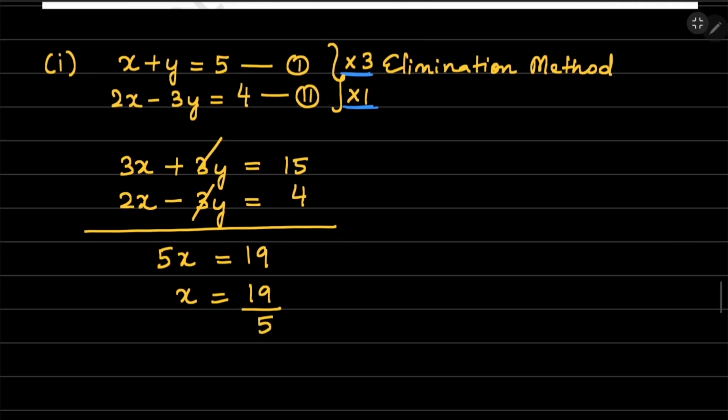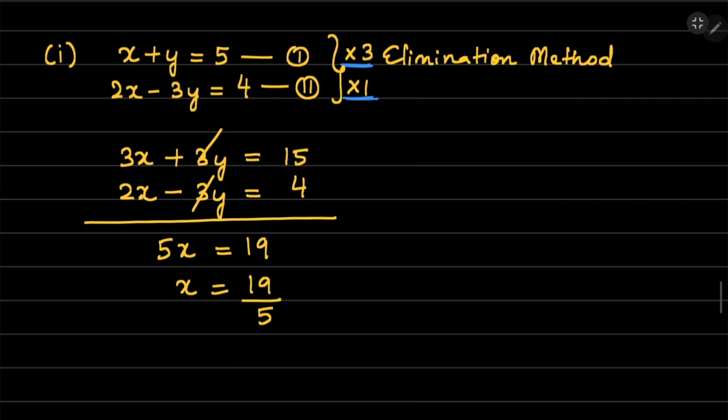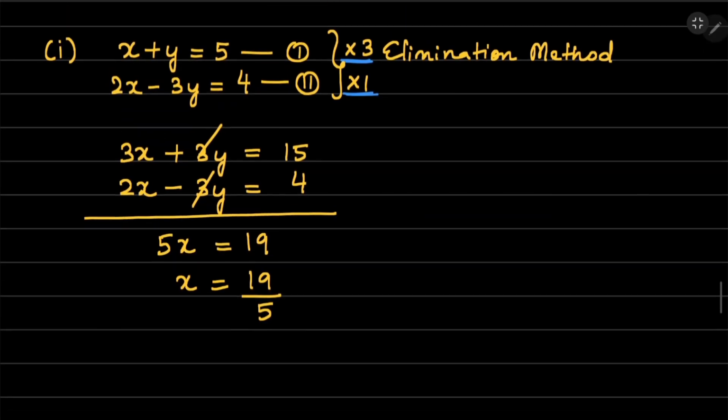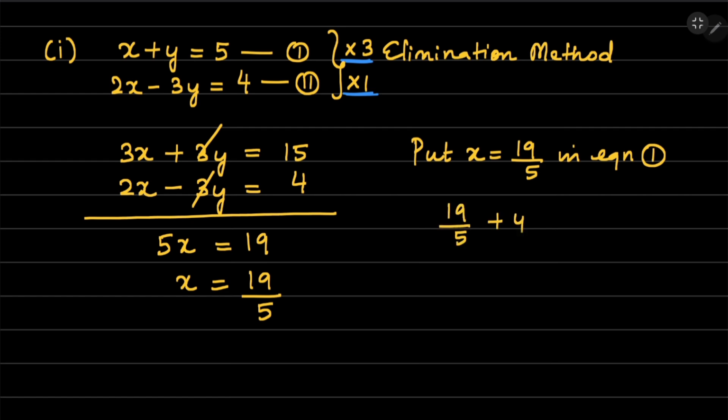So once you have got x is 19 by 5, you can put it in any one of the equations. So let's put x equal to 19 by 5 in equation 1. So in equation 1, when you put it, what is it? x, which is nothing but 19 by 5, plus y is equal to 5. So y is equal to 5 minus 19 by 5.